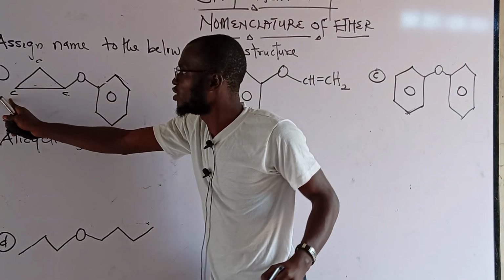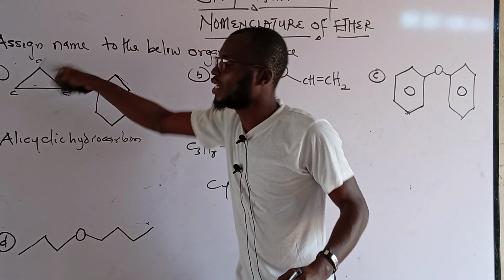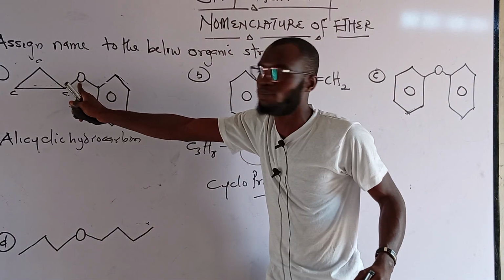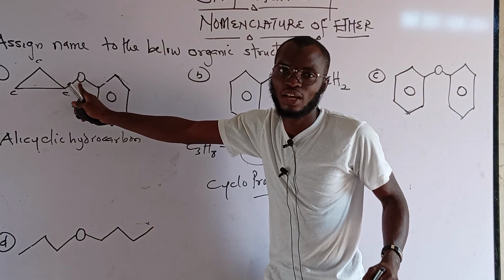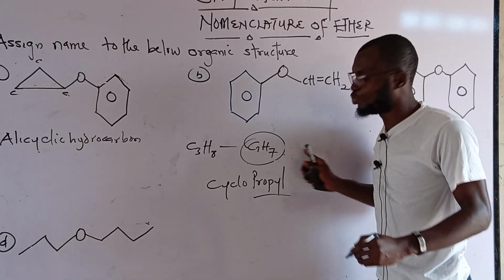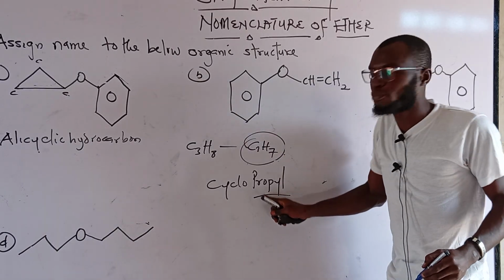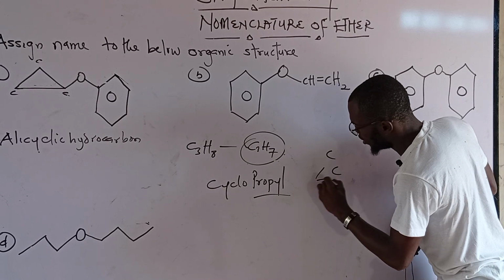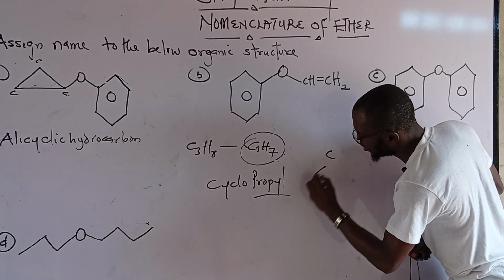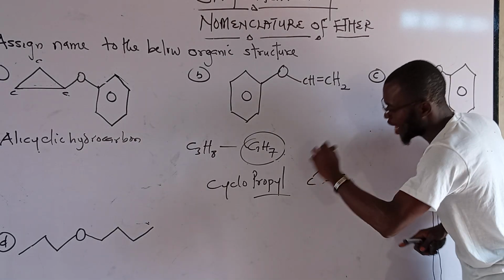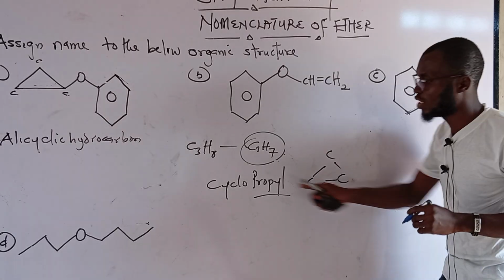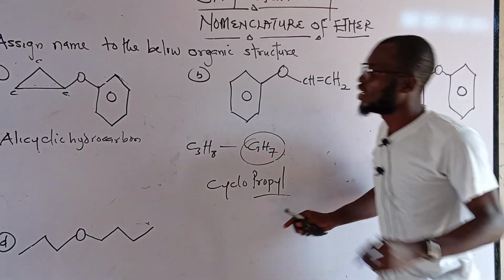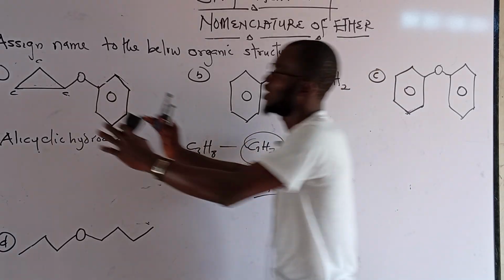The hydrogen should be 8, but they remove one, making C3H7. This is C3. Then the H is now 7, not 8. The remaining H, that is what is replacing this oxygen, which is the ether. Are we together? So that means we don't call it propane, we call it propyl. But in what structure? It is arranged like this, in cyclic pattern. That's why I say cyclopropyl. Am I communicating?